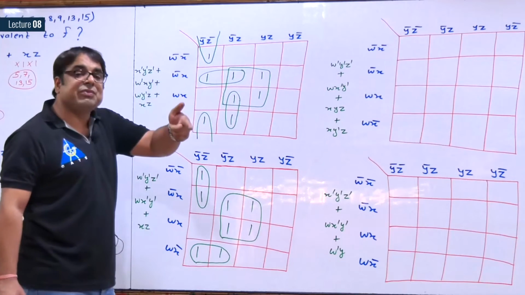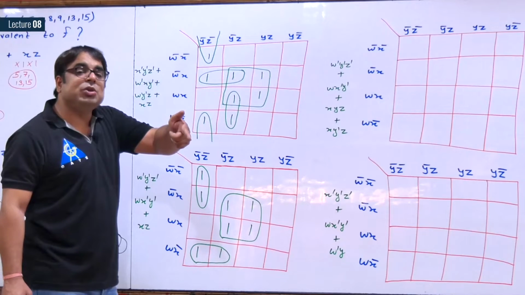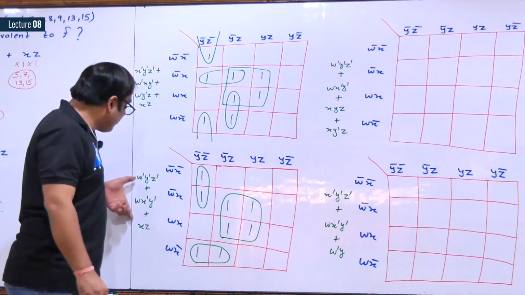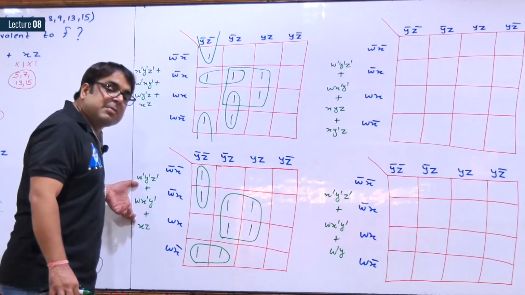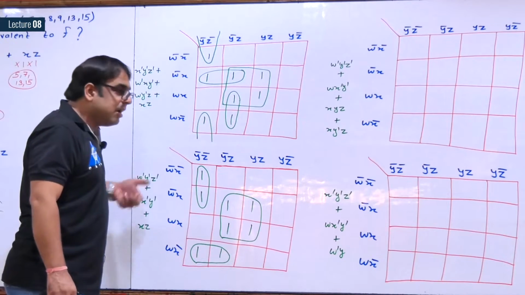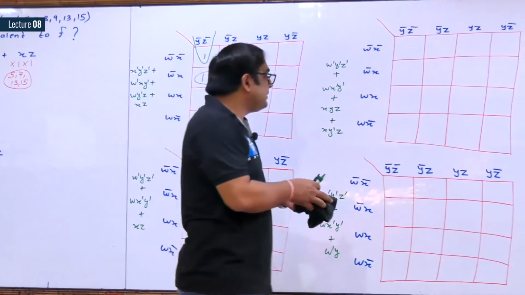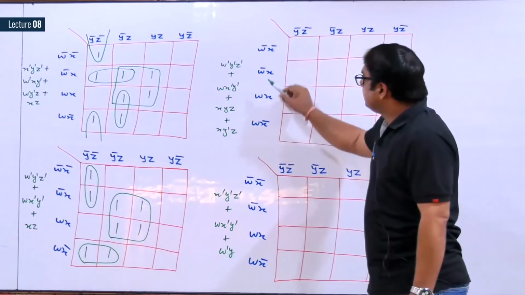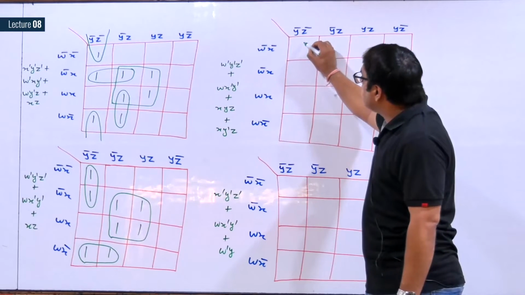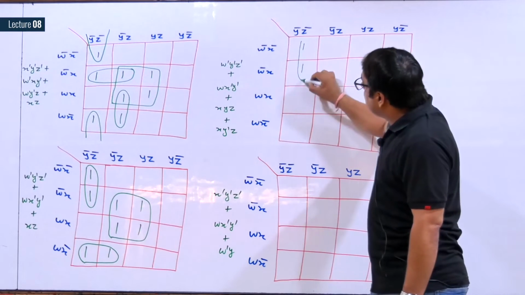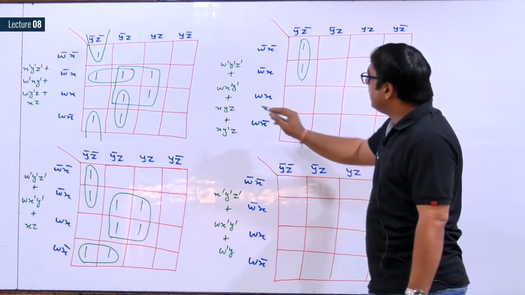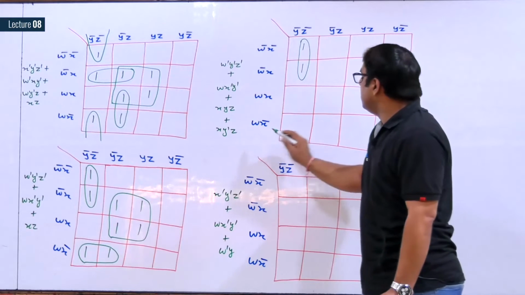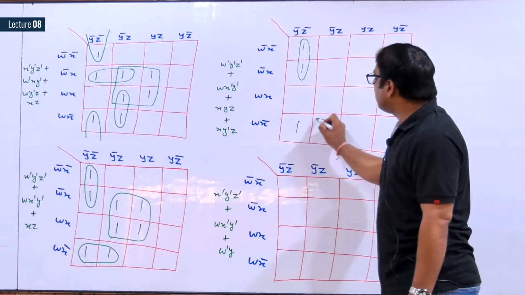It means if the function was given to me and you were asked to find the minimized expression, obviously this is the minimized expression possible. Let us see what are the other alternatives. Please see. W complement, Y complement, Z complement. W x complement, Y complement.